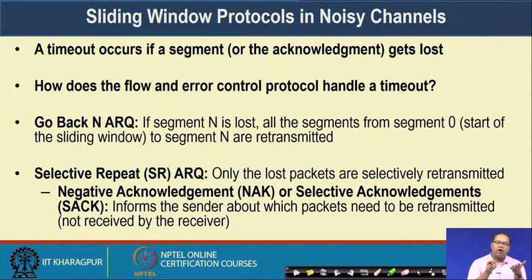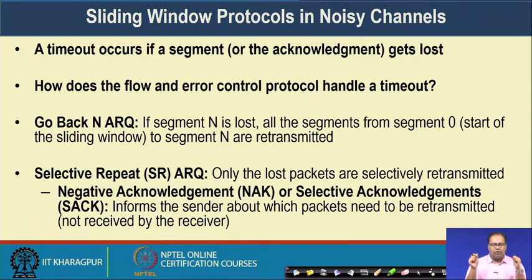Timeout occurred means the receiver was not able to receive the frame correctly. In case of a sliding window protocol, you have sent a set of frames, and for those frames the receiver has not received them, either the frames have been lost or the corresponding acknowledgement has been lost. So the question is how the sender will react to this loss when a timeout has occurred in the network. There are 2 different mechanisms for handling this timeout. One mechanism is called go back N ARQ and the second mechanism is called selective repeat ARQ.